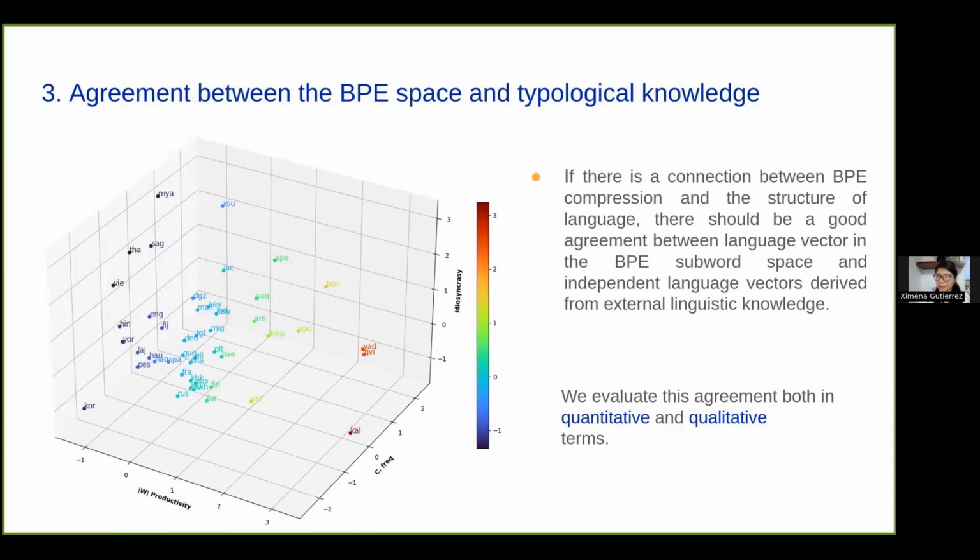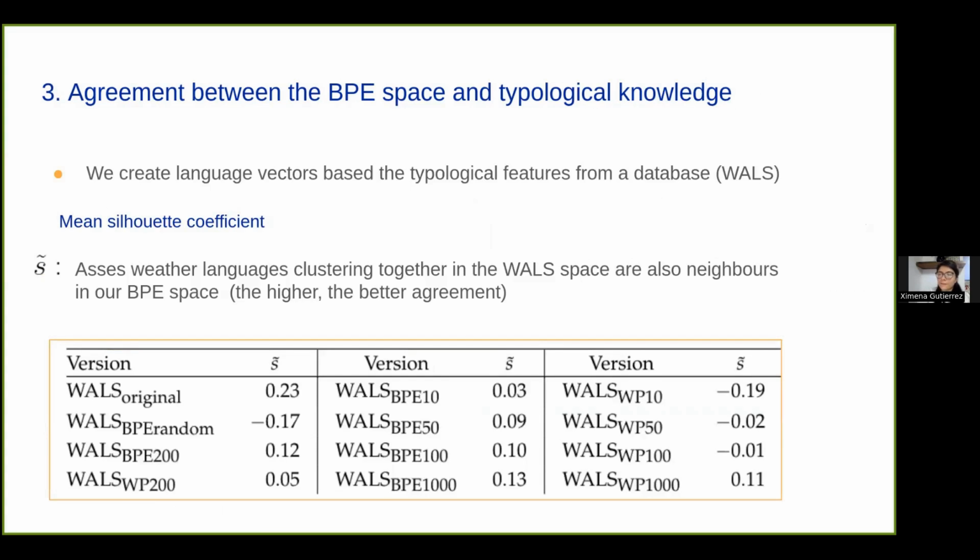So if there is a connection between BPE and the structure of language, there should be a good agreement between the language vectors that we created and independent language vectors derived from external linguistic knowledge. So in quantitative terms, we evaluate this agreement by creating language vectors using features extracted from a typological database, WALS. So we cluster the language vectors in the BPE space and in the WALS space, and we use the mean silhouette coefficient to check whether languages clustering together in the WALS space are also neighbors in our BPE space.